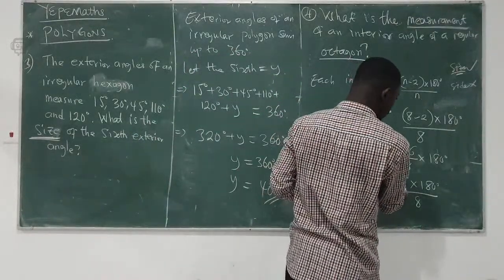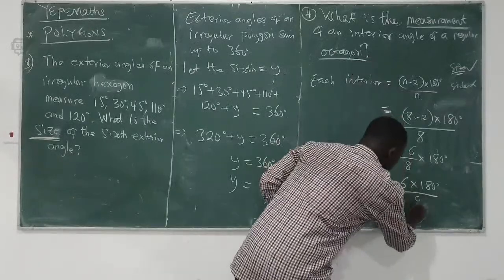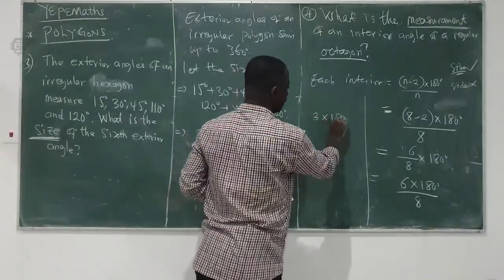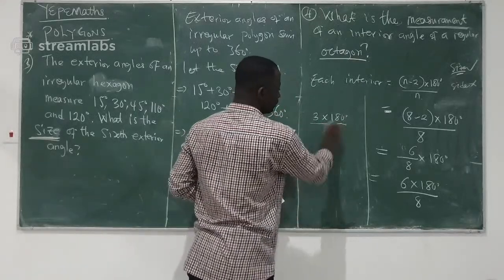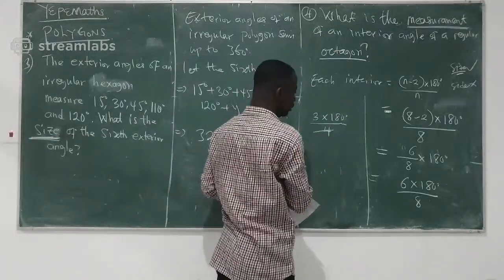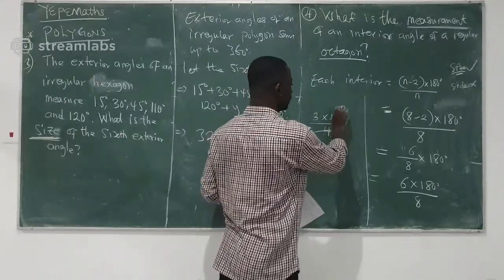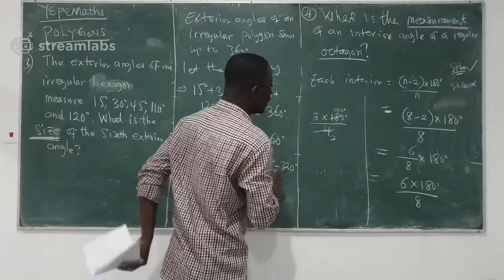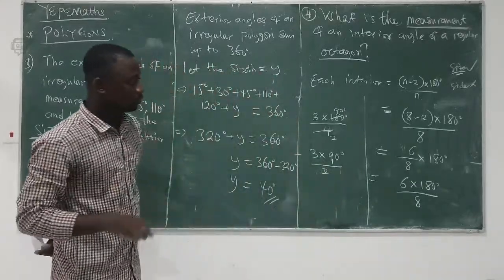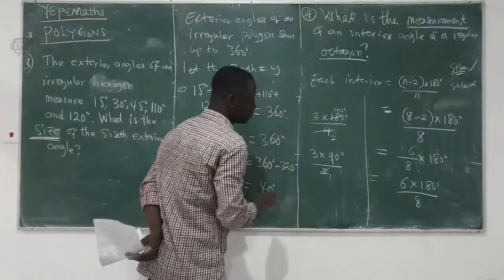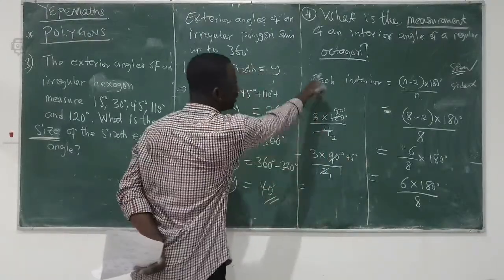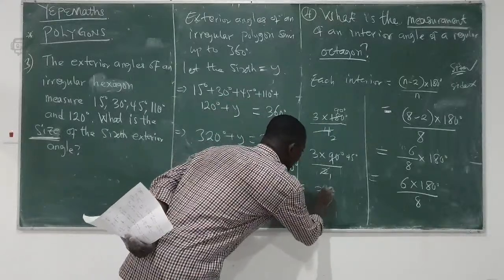If I use 2, 2 can divide 6 and 8. So 2 divides 6 as 3, and 2 divides 8 as 4, so I have 3 times 180 degrees divided by 4. Then I pick the same 2, which divides 4 as 2 and 180 as 90 degrees. So I now have 3 times 90 degrees divided by 2. 2 divides itself as 1, and 90 degrees as 45 degrees. So my final answer for each interior angle is 3 times 45 degrees.